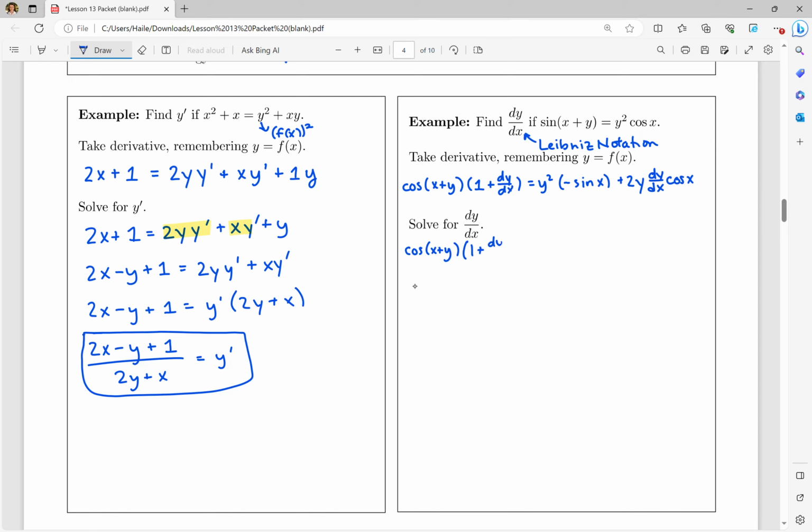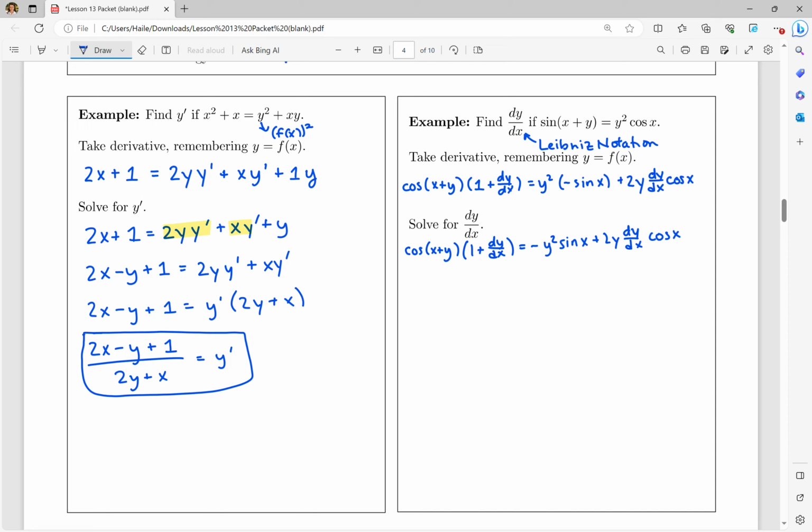1 plus dy/dx is equal to y squared. Actually, let's move the negative sign to the front. So we have negative y squared sine x plus 2y dy/dx cos x. All right, so first of all, I noticed that I don't quite have the situation of the previous problem.